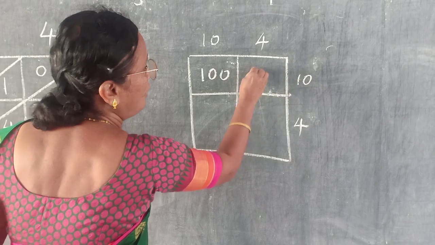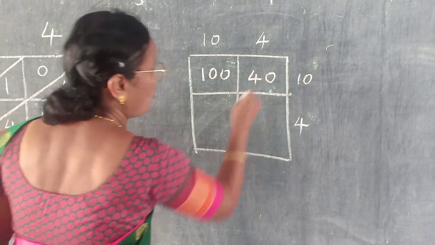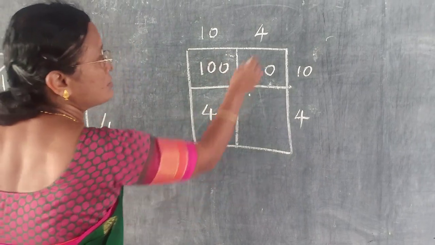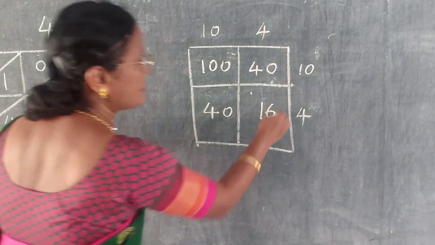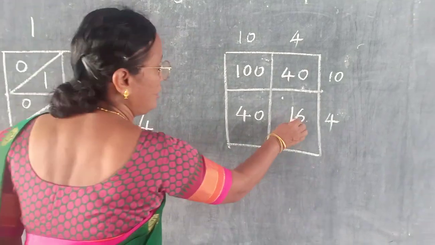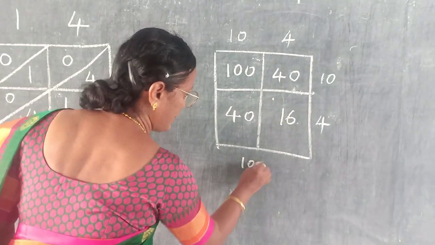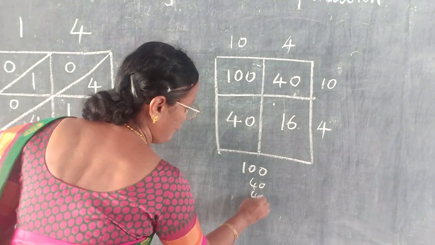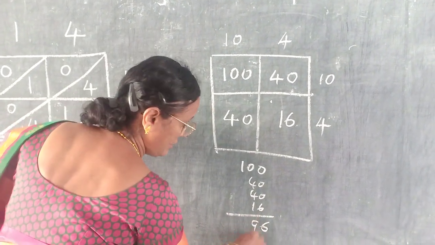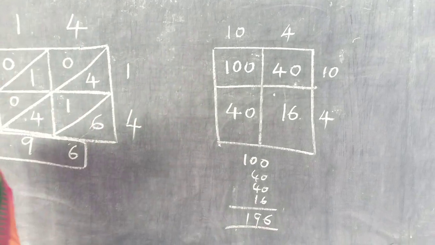Then 4 into 14. How many zeros? 1 zero. 1 into 4 is 4. How many zeros? 1 zero. 4 fours are 16. Understand? Do you follow or not? So what is it actually? 100, 40, 40, 16. What is it? 196.